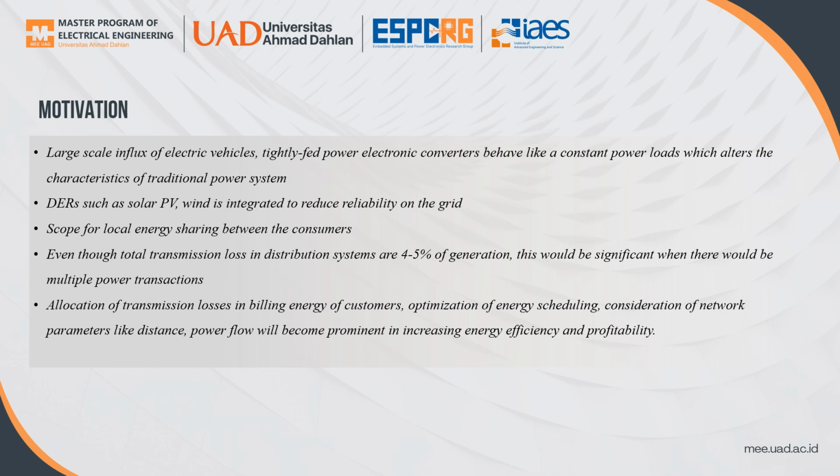To increase the reliability and to reduce transmission losses, distributed energy resources such as solar PV and wind energy resources are integrated, giving scope for peer-to-peer energy sharing between the consumers. Even though total transmission loss in distribution systems are only 4 to 5% of generation, this would be significant when there would be multiple energy transactions. Hence, allocation of transmission losses, optimization of energy scheduling, considering energy availability, distance, etc. becomes prominent in increasing energy efficiency and profitability of the consumer.